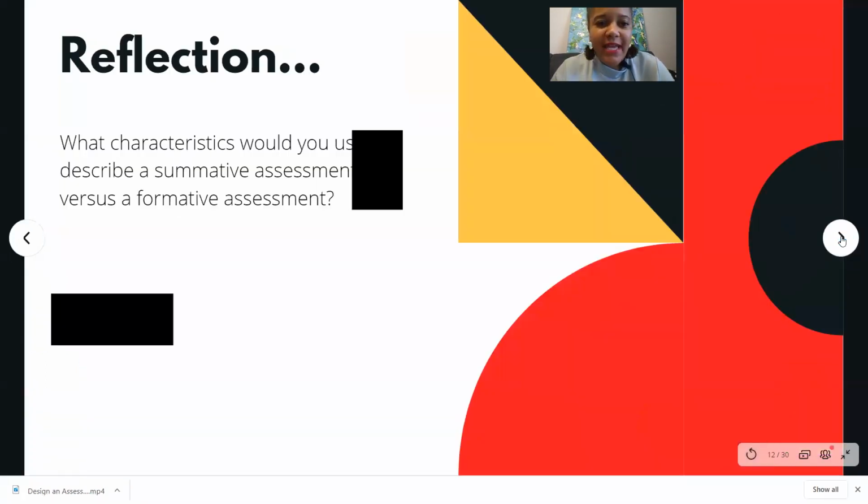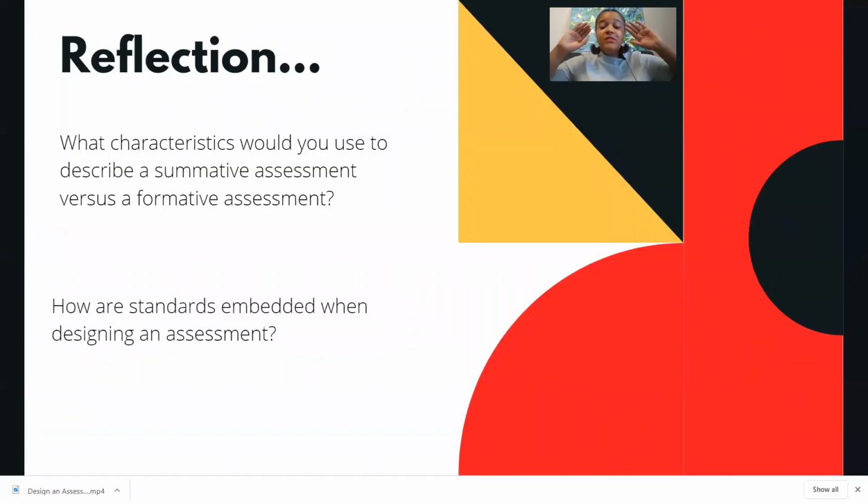So we're taking this moment to have a reflection. That was a lot of information. If you need to pause the video, pause the video. If you need to go back, go back. But this is a chance for you to take out your notebook and let's reflect. Our first reflection is, what characteristics would you use to describe a summative assessment versus a formative assessment? Now, I'm going to go ahead and read the second question, but I'm giving you more time on the back end to reflect. How are the standards embedded when designing an assessment?